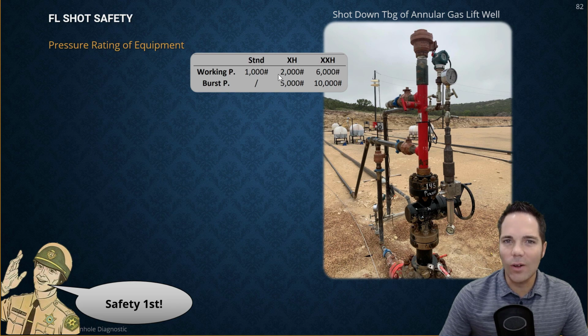So keep in mind, this is also the pressure rating for new equipment. So equipment degrades with respect to time. Let me tell you a story, though. So there was an ESP well that I was contracted to shoot. And I hooked my gun up, and I put like 800 PSI on it.